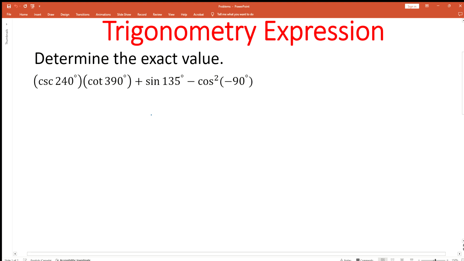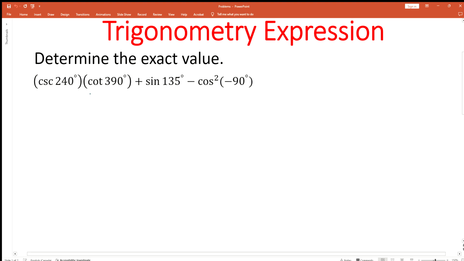In this video, we'll determine the exact value of this trigonometry expression. The expression is cosecant 240 degrees times cotangent 390 degrees plus sine 135 degrees minus cos squared negative 90 degrees. Let's start with the first term, cosecant 240 degrees times cotangent 390 degrees.